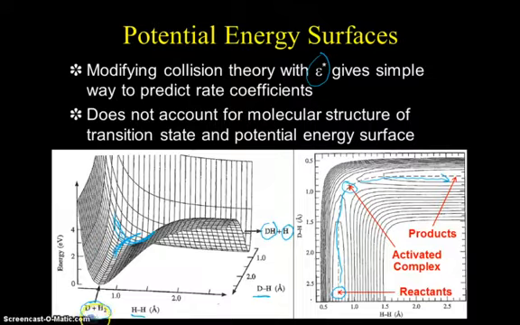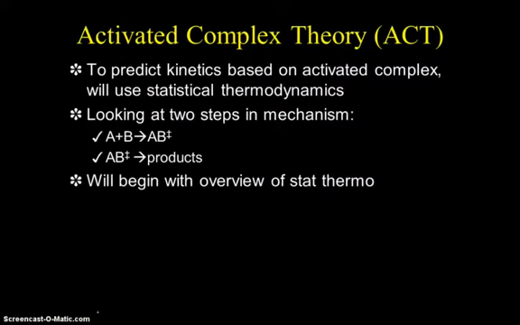The next subject, which will be in the next screencast, will be to talk about activated complex theory. The idea here is that we take two simple steps where A and B make a transition state or an activated complex, AB double dagger, and then that decomposes to make products. And we want to predict the rate of reaction based on that idea.